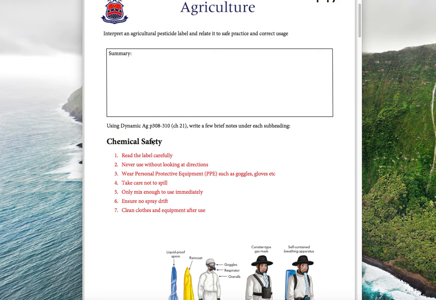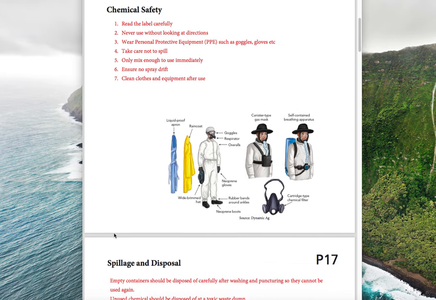But in terms of chemical safety, there are some obvious things that you should do when you're applying chemicals. You need to read the label. Never use without looking at the directions. You should wear personal protective equipment or PPE, including things like goggles and gloves. Of course, paying attention to the label, taking care not to spill the chemical anywhere, only mixing enough to use immediately, and ensuring there's no spray drift onto other properties or into waterways, and cleaning clothes and equipment after use.